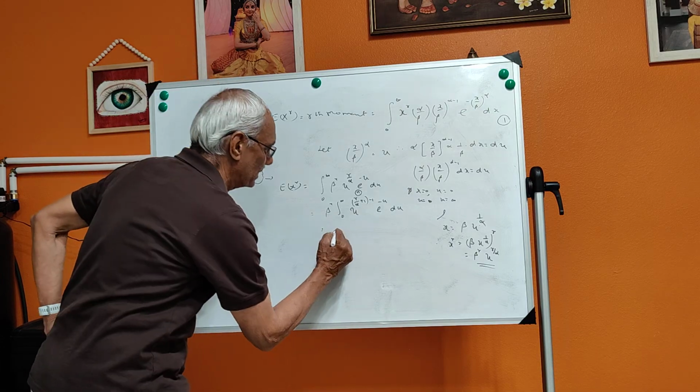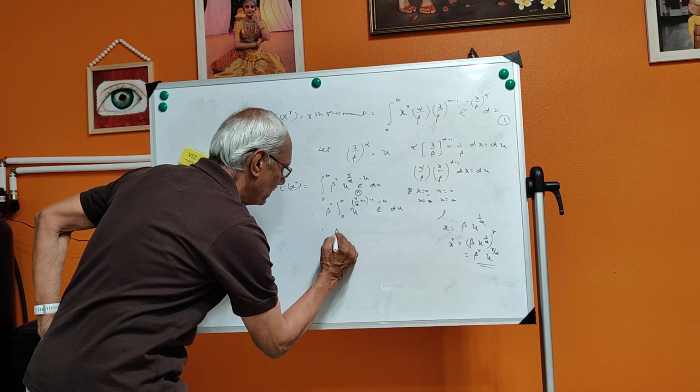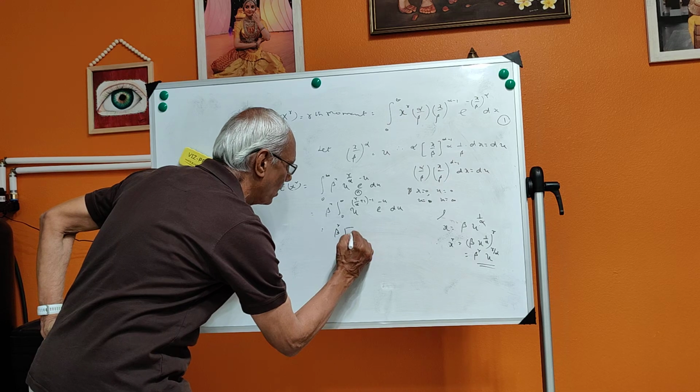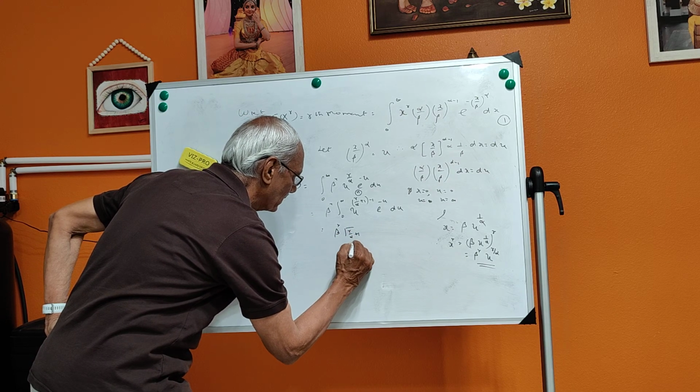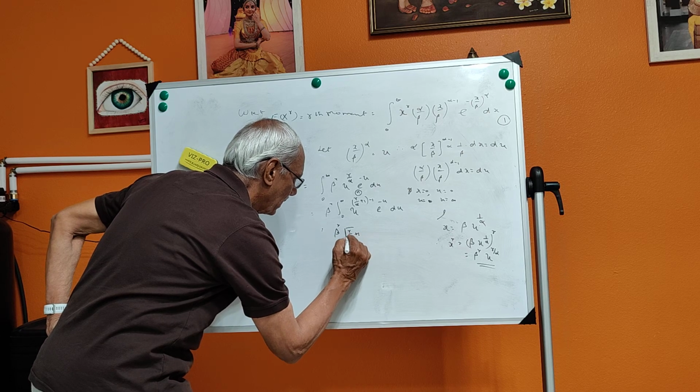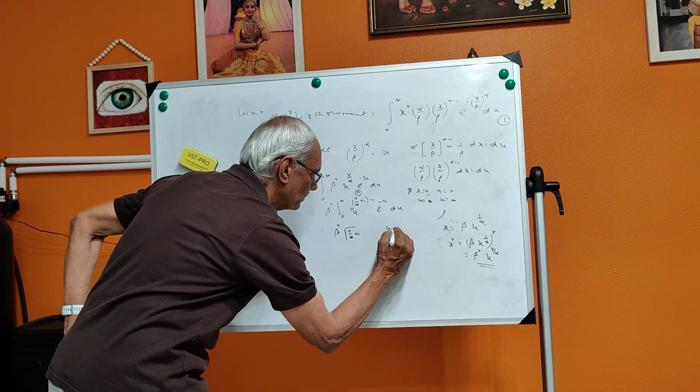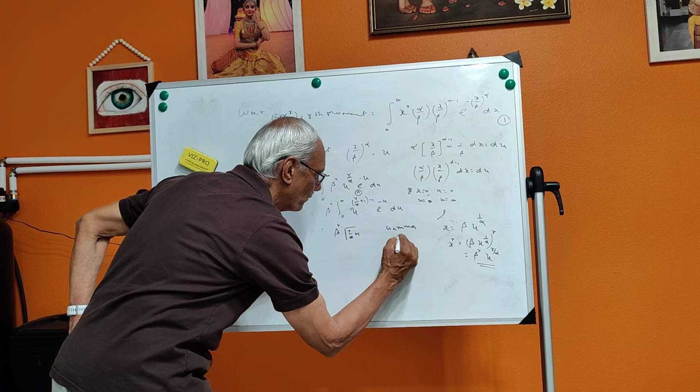Because this is a gamma function, I can write this as beta to the power of r into gamma of r by alpha plus 1. This is the gamma function.